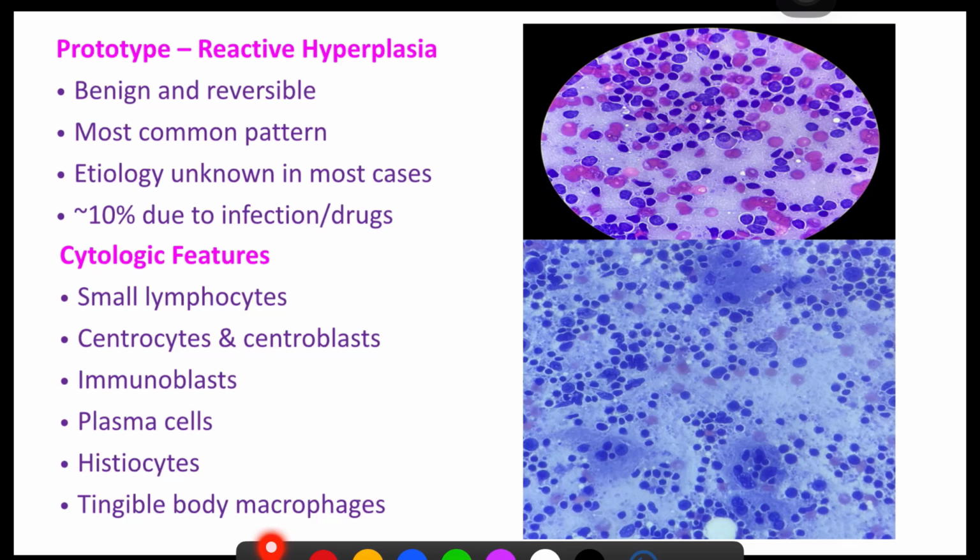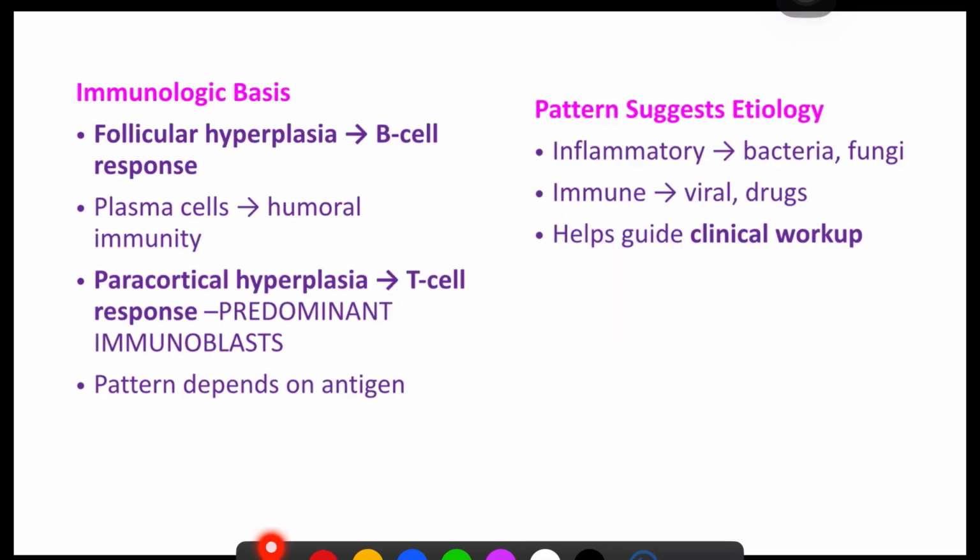As we have discussed, reactive hyperplasia is a prototype and it is benign and reversible. It is the most common pattern. Generally the etiology is unknown in most cases, but 10% of cases are due to infection or drugs. Cytologically, as the name suggests, polymorphous means small lymphocytes, centrocytes, centroblasts, immunoblasts, plasma cells, histiocytes and tingible body macrophages, all in one smear. So, this is the polymorphous pattern.